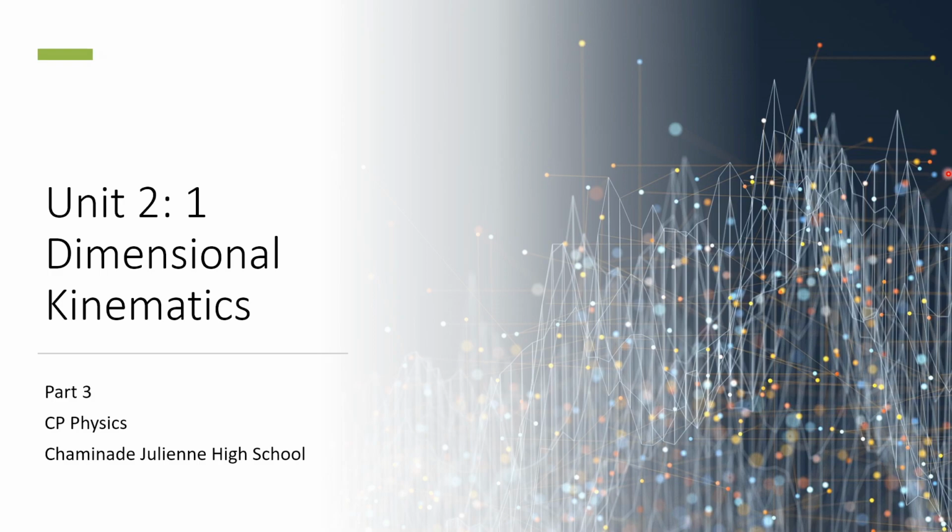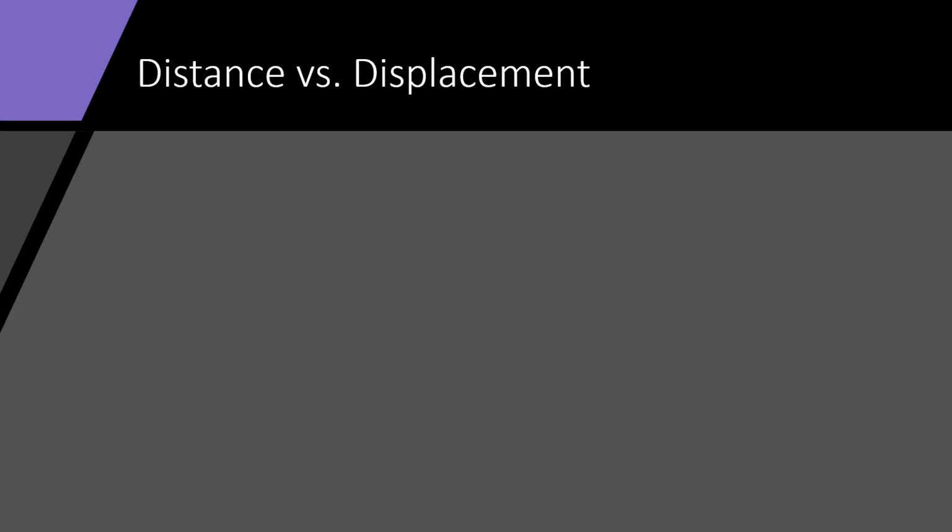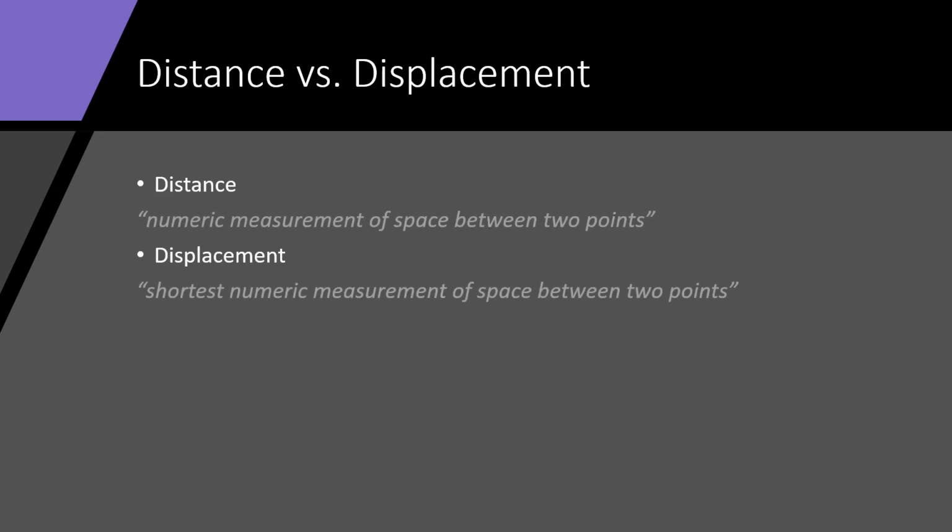So, just to start with things, let's go over what we've done before. The first thing that we had discussed at the start of this unit was the distance versus displacement argument. Now, distance is to do with the measurement of space between 2 points, and then displacement has to do with the shortest numeric measurement of space between 2 points.